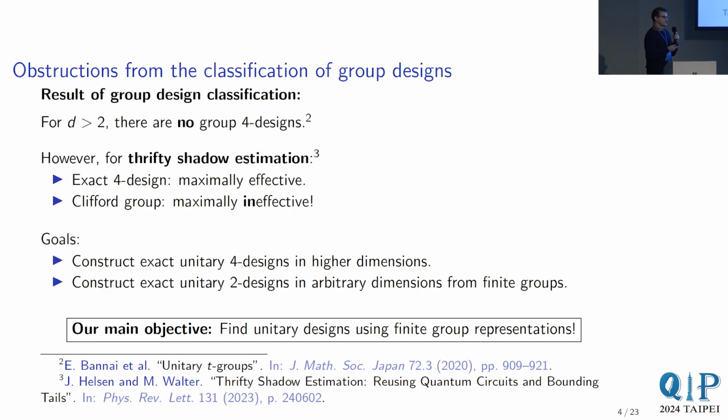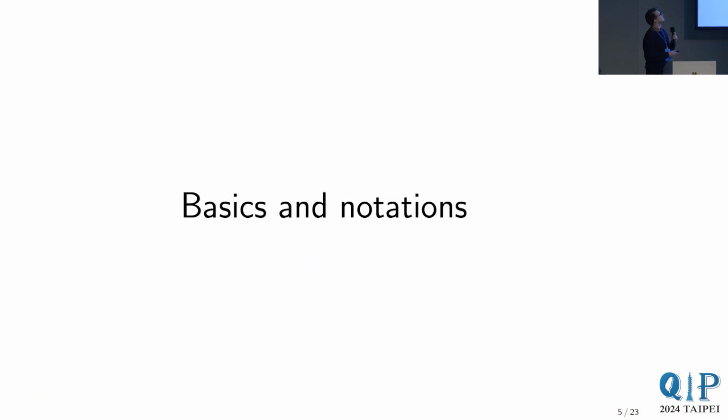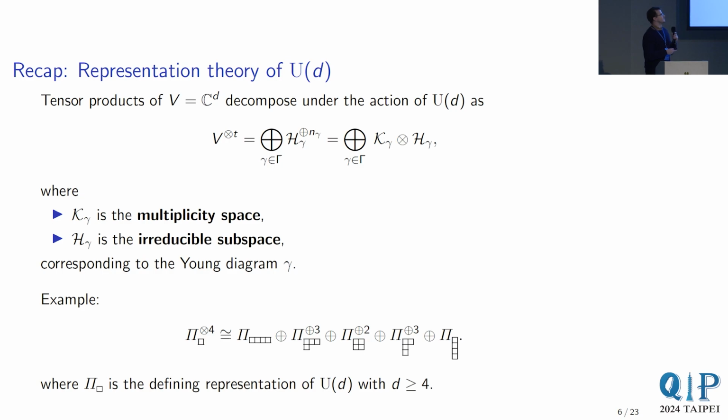So motivated by all these examples, we have set out 2 goals. The first goal is that we need to construct exact unitary 4-designs in higher dimensions than 2. And we need to construct exact unitary 2-designs in arbitrary dimensions. And our main tool is to find unitary designs using finite group representations. So for that, I will revise some basics and notations.